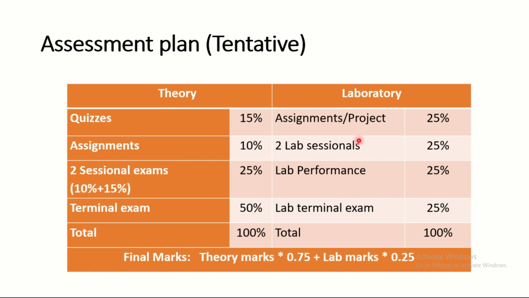Similarly, in the laboratory, we have assignments and projects with 25% weightage. Then there are 2 lab sessional exams, lab sessional 1 and lab sessional 2. Both combined have 25 marks, where lab sessional 1 has 10 marks and lab sessional 2 has 15 marks. Then 25% marks are assigned to lab performance and 25% marks are given to the final lab exam.